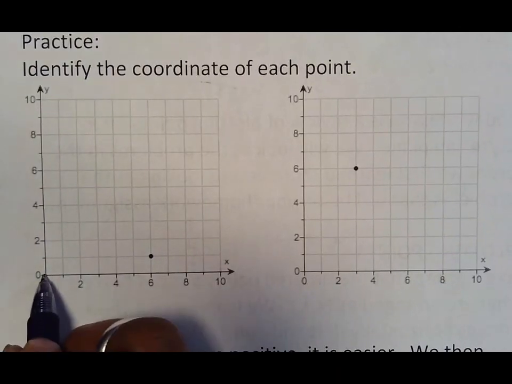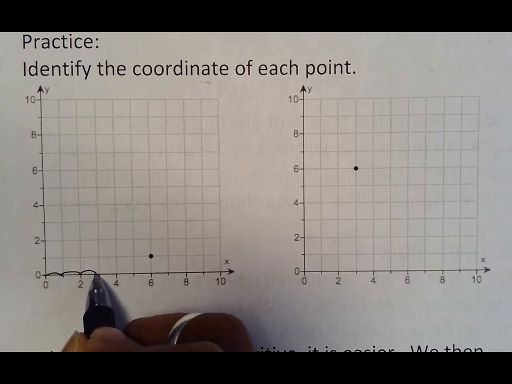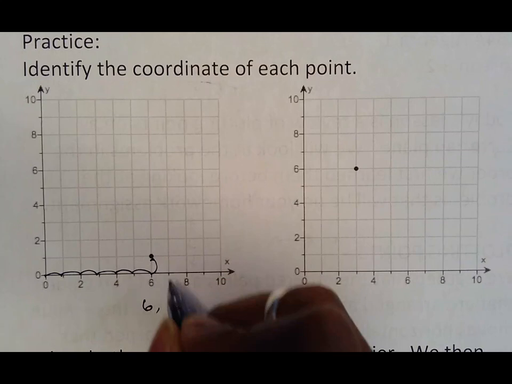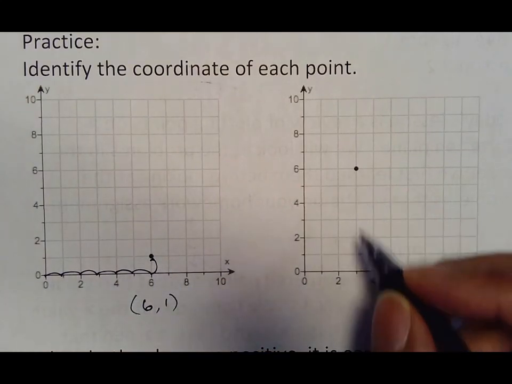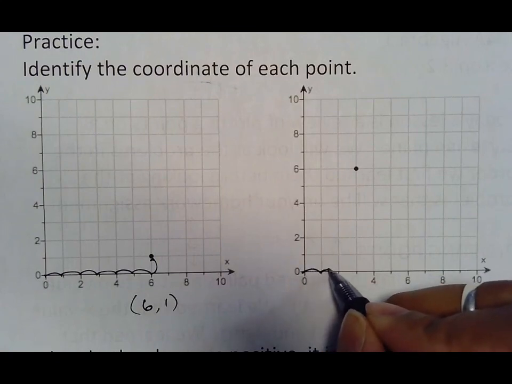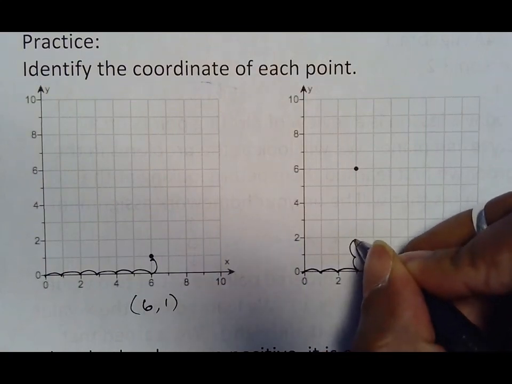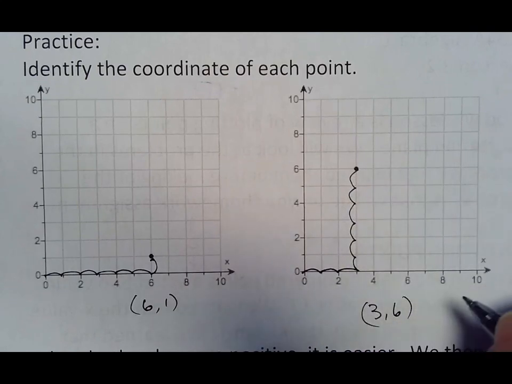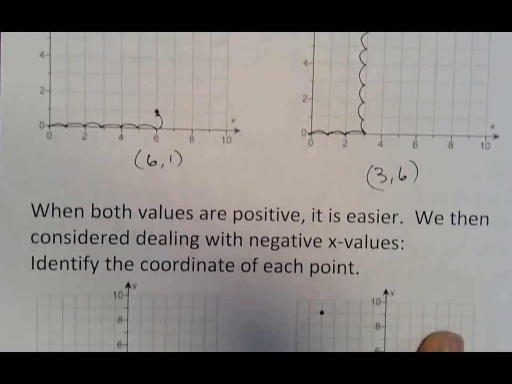And so we started from 0, and again, going sideways first, we went 1, 2, 3, 4, 5, 6. So that was my first number. And then we went up 1, and that would be my ordered pair. On this one, same thing. You got to go to get under it first. 1, 2, 3 to get under it, and then 1, 2, 3, 4, 5, 6 to get even with it. So that would be your point there. When both values are positive, it's easier.